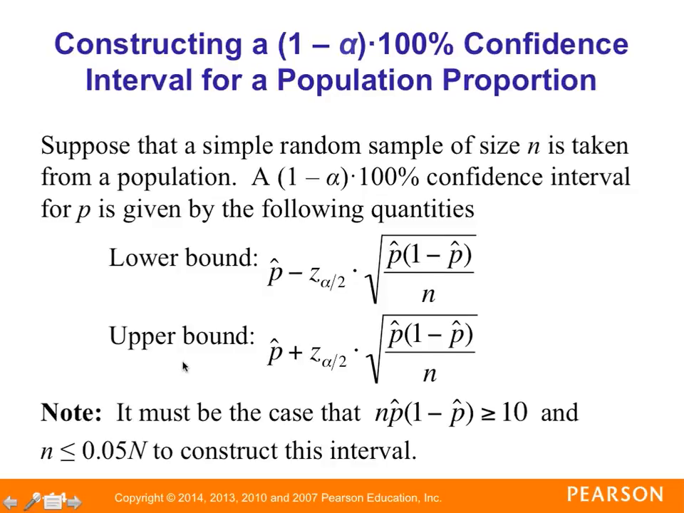To get the upper bound, it's exactly the same, but instead of subtracting, we add. And it has to be true that n times p hat times 1 minus p hat is at least 10, and n is less than 5% of your population. Otherwise, we cannot construct this interval.